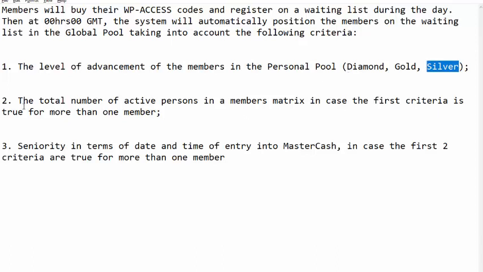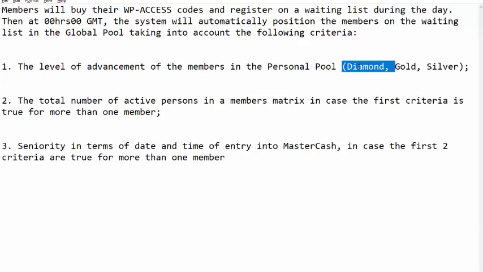The second criteria is the total number of active persons in a matrix, in case the first criteria is true for more than 1 or 2 people. There is a scenario where 2, 3 or 4 people can be in the diamond matrix level 3. How do we separate them and say, okay, this person should be entered before the other person? Because the system is arranging and one must be put first before the other.